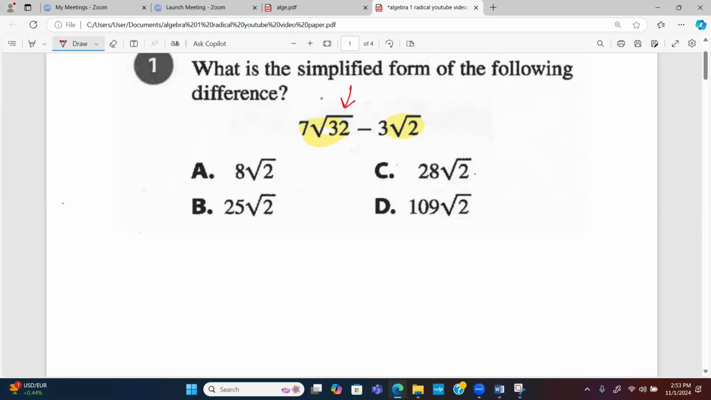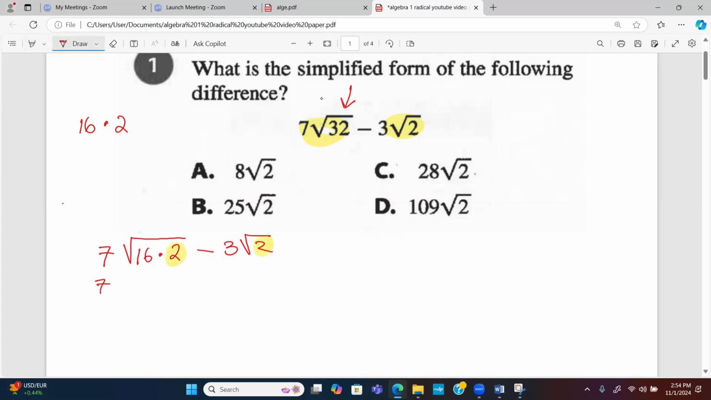Let's rewrite this. So we definitely have 7. Instead of having the square root of 32, I'm going to break this down by using 16 times 2, because that is 32 and 16 is a square number. So we have the root of 16 times 2 minus 3 root 2. This 2 and this 2 will somehow be my rescue in the end.